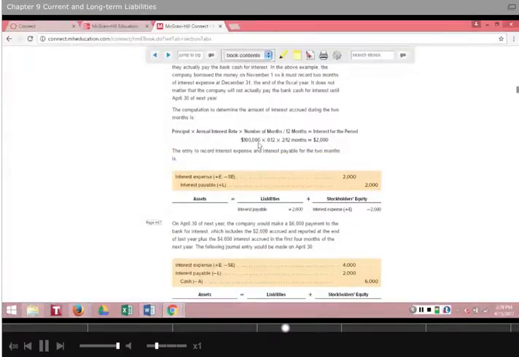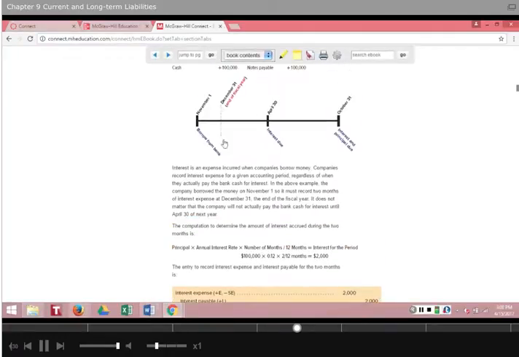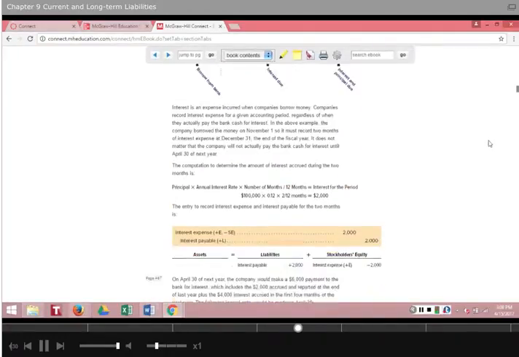They said if we borrow the 100,000 and it's a 12% interest rate, and since that's annual, it's really 1% per month. For 2 months, the interest would be 2,000. So the adjusting entry to accrue the interest payable at the end of the year, December 31st, would be a debit to interest expense and a credit to interest payable for 2,000. So that's the entry that would be recorded here.